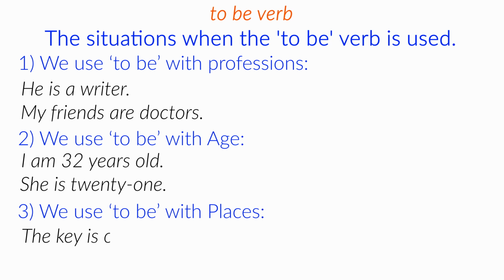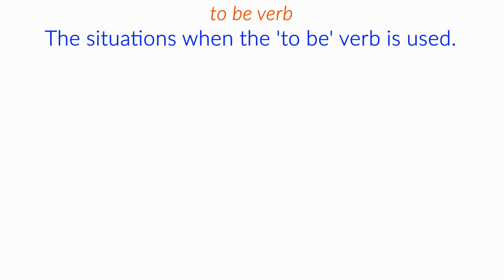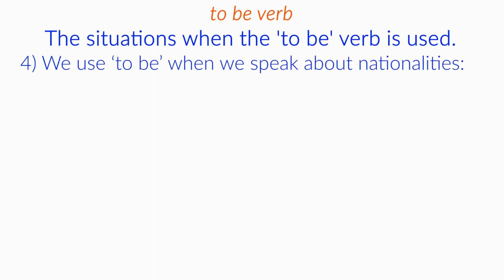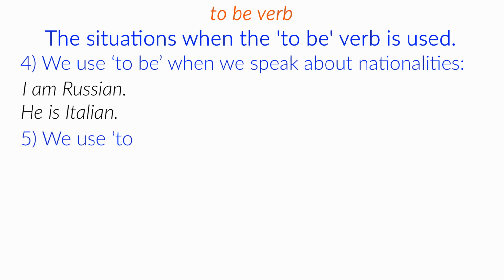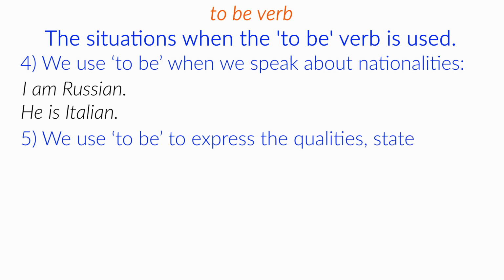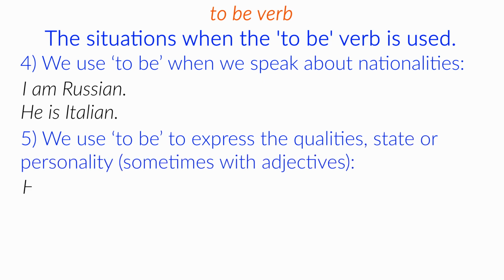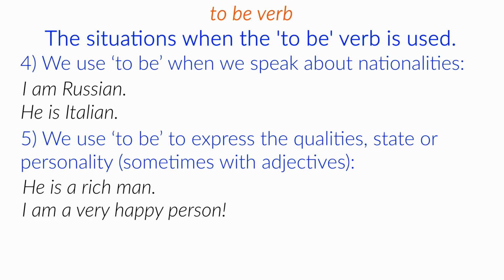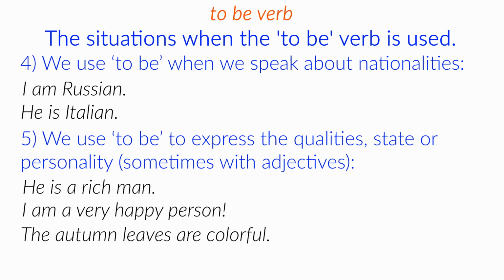The key is on the table. They are from Canada. We use to be when we speak about nationalities. For example, I am Russian. He is Italian. We use to be to express the qualities, state, or personality, sometimes with adjectives. He is a rich man. I am a very happy person. The autumn leaves are colourful.